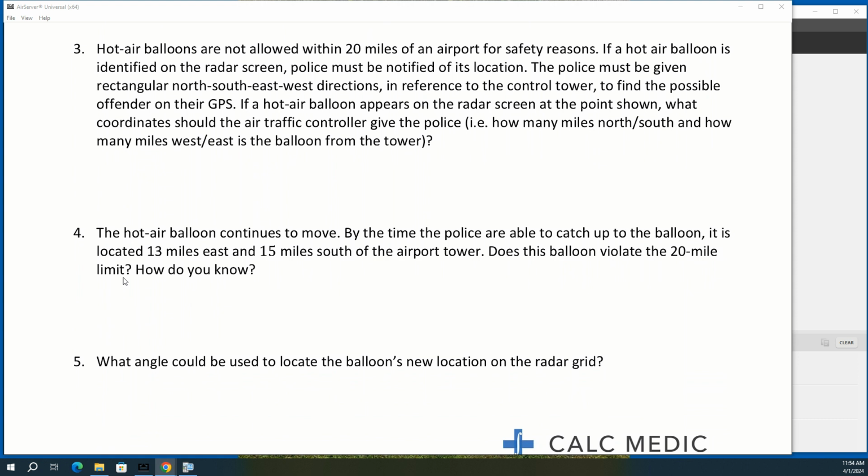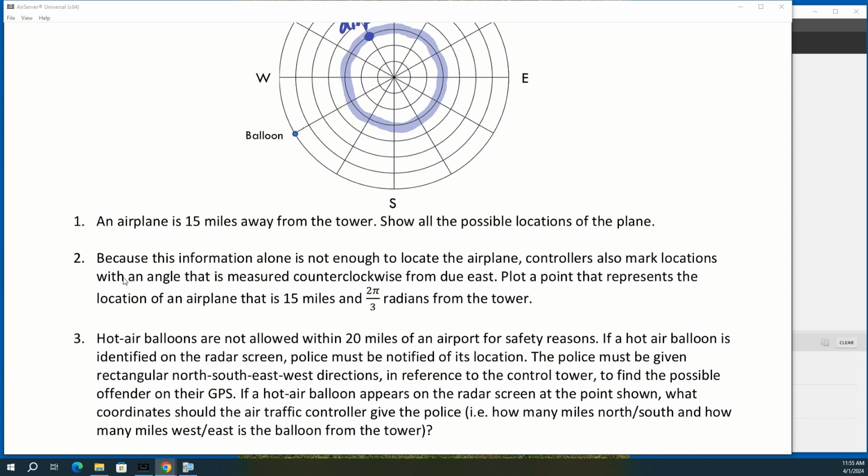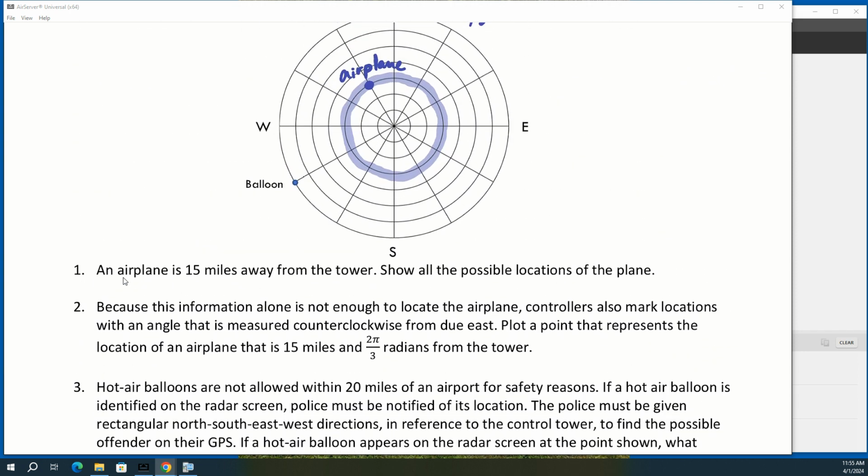If a hot air balloon appears on the radar screen at the point shown, what coordinates should the air traffic controller give the police? So, how many miles north or south, and how many miles east or west is the balloon from the tower? All right, so here's our balloon.